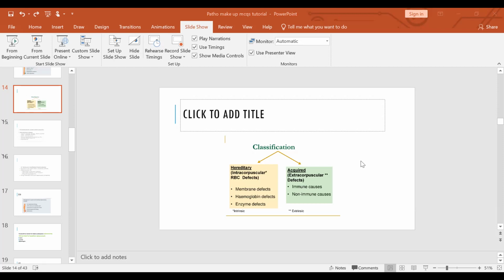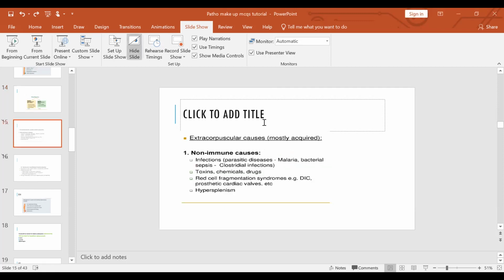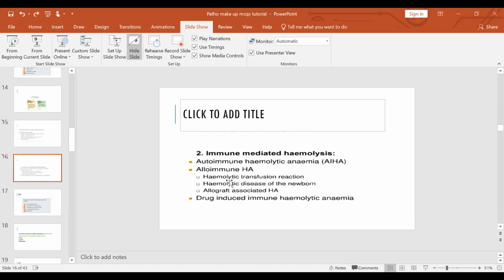Yeah, so you see those ones happen within the blood vessel. When you look at the extracorpuscular ones, like infections, these are not things that are being controlled within the blood vessels. Like malaria, bacterial sepsis, and all these are happening externally, or the toxins or chemicals in drugs, or the immune-mediated ones like hemolytic transfusion reactions. These are not things that are to do with the blood vessels. They're happening outside. I don't know if I've been able to answer your question.